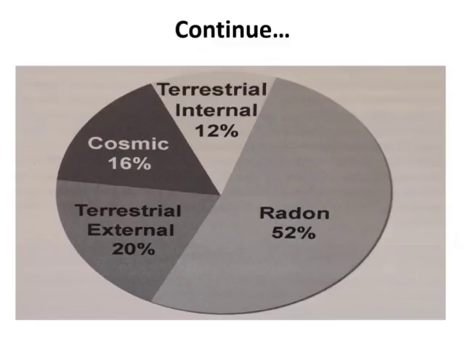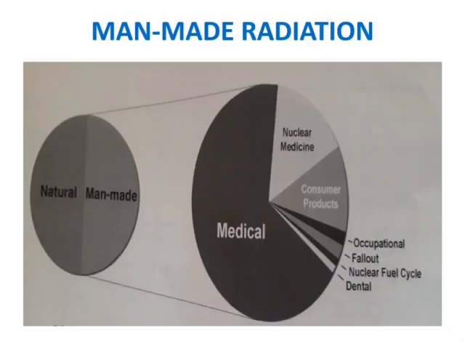So this is a pie chart showing the contribution of various factors for radiation exposure. So 52% accounts for radon and 12% for terrestrial internal, then 16% for cosmic radiation, then 20% for external terrestrial radiation. And this picture shows a pie chart for man-made radiation, which includes nuclear medicine, consumer products, then occupational radiation, fallout, nuclear fuel cycle, and dental radiation, which accounts for a very meager amount.